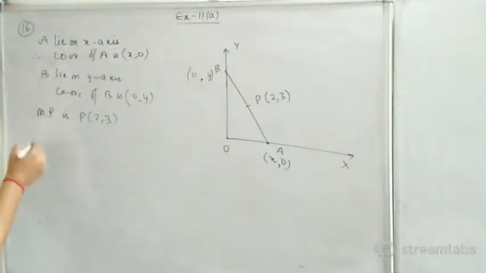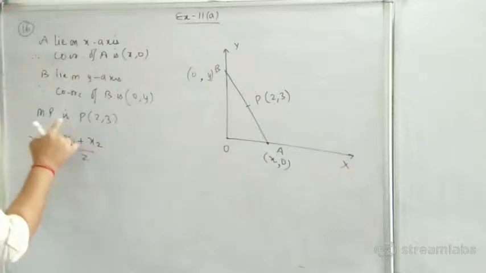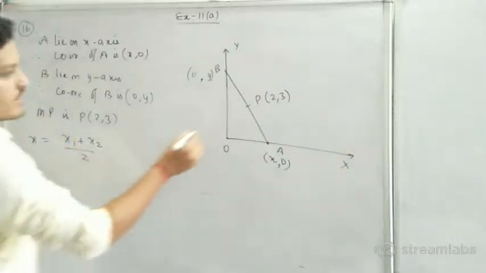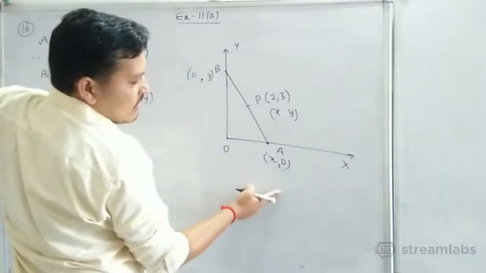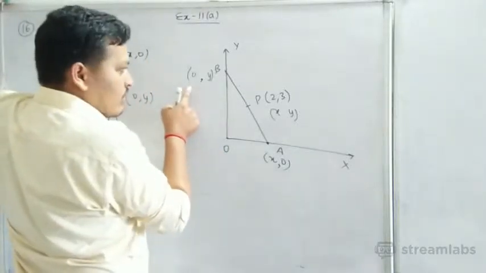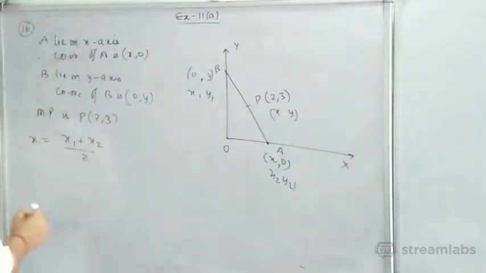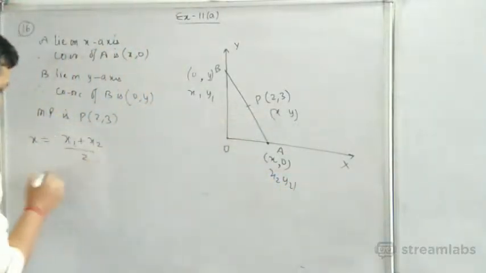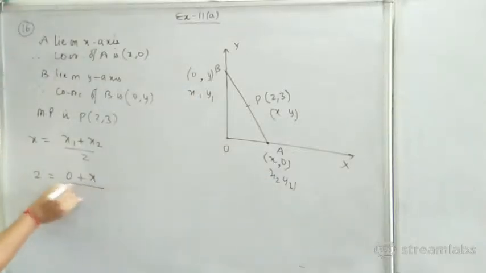Okay, so after that you can try it. x is equal to (x1 plus x2) upon 2, because P is the midpoint. So what is the value of x? This is representing x comma y, and you can take this as x1 y1 and x2 y2, otherwise vice versa. So 2 is equal to (x1 plus x2) upon 2, where x1 is 0 and x2 is x, so (0 plus x) upon 2.